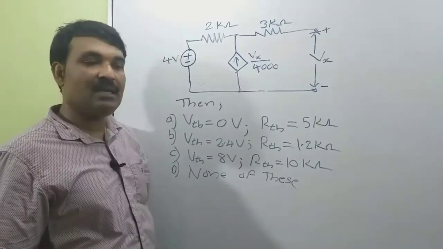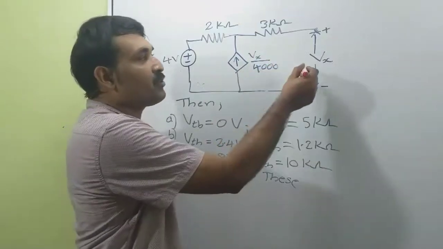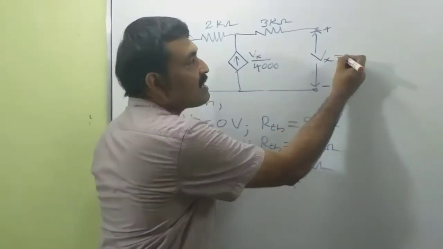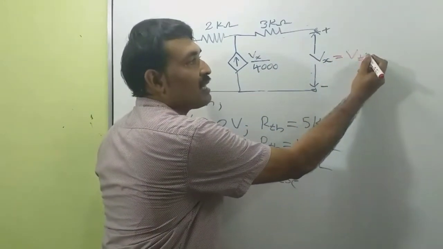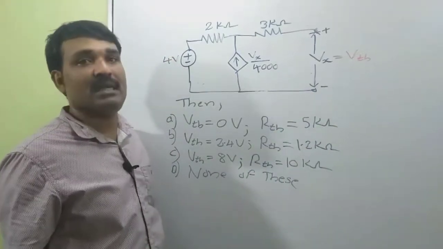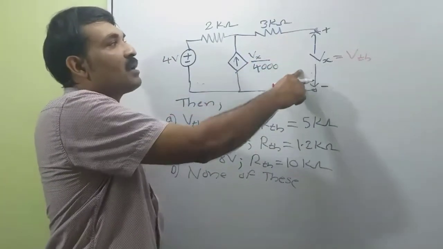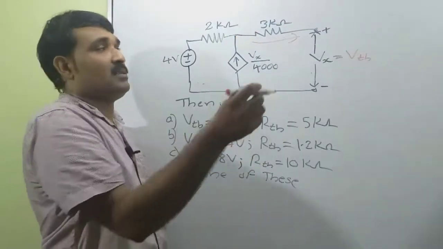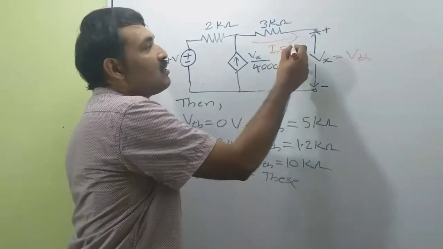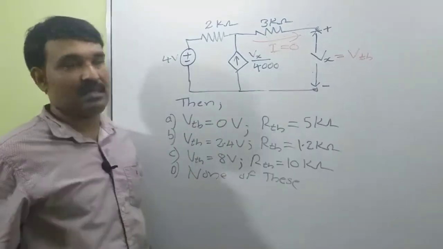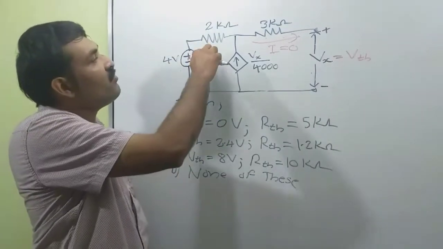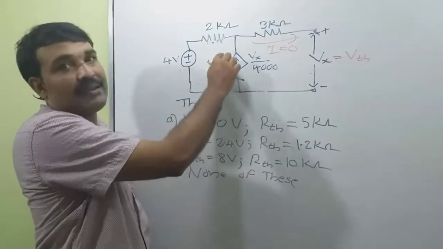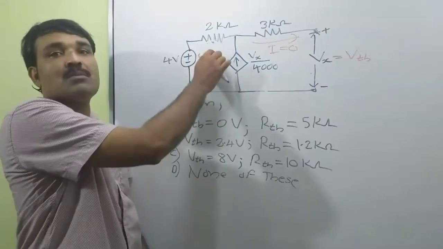Okay, we want to find the open circuit voltage with respect to this terminal. So Vx is the same as the open circuit voltage, that is the Thevenin's equivalent voltage. Since this is an open circuit, no current will pass through this 3 kilo ohm resistance. So I is equal to 0 through this 3 kilo ohm resistance. So the entire current will pass through this network. Okay, this is a closed path.